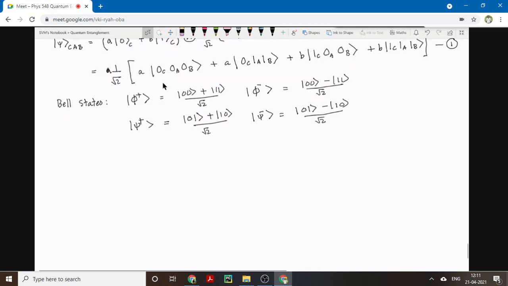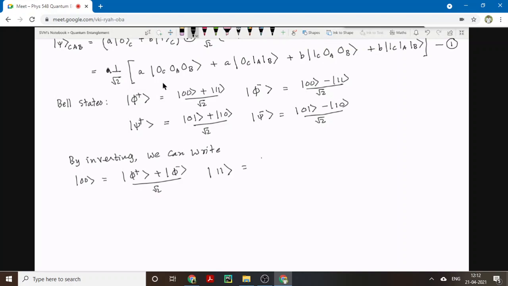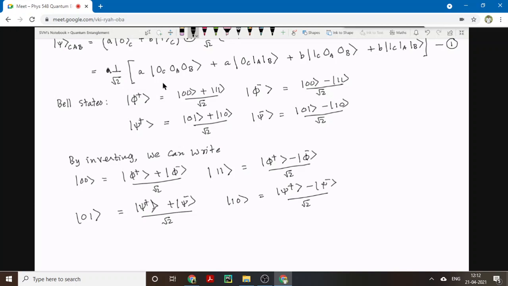Now I can invert this and then write. By inverting these relations, we can write 00 as phi plus plus phi minus by root 2, 11 as phi plus minus phi minus by root 2, and 01 as psi plus plus psi minus by root 2, and 10 as psi plus minus psi minus by root 2. I can write like that.